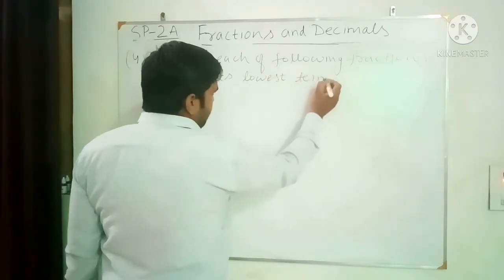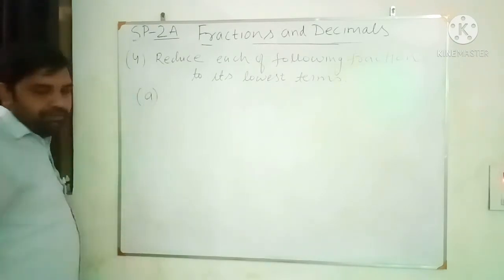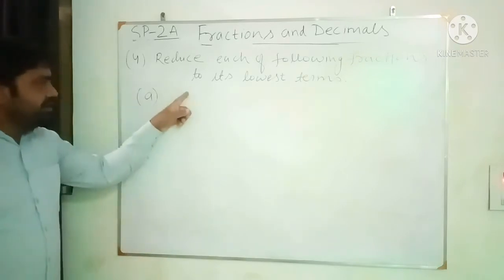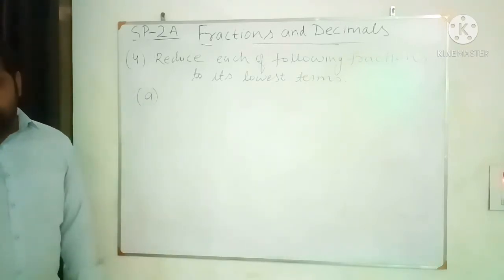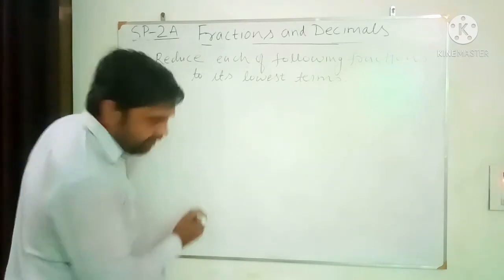Lowest term means the simplified form in which the numerator and denominator of the fraction have no common factor except 1. So we have to reduce the fraction to its lowest term. First is 18 by 48.